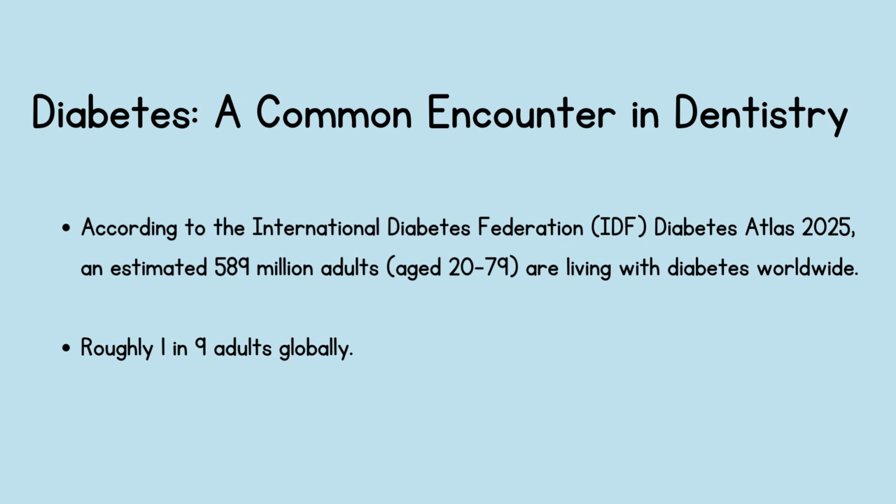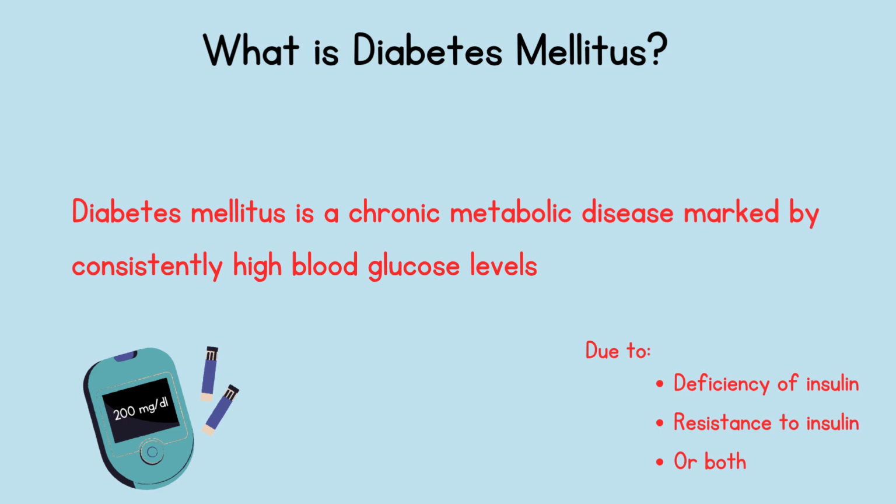According to the International Diabetes Federation, approximately 589 million adults between the ages of 20 and 79 are living with diabetes worldwide. That's roughly 1 in every 9 adults. So, as future clinicians, this is not optional knowledge. This is essential. So, what is diabetes mellitus?